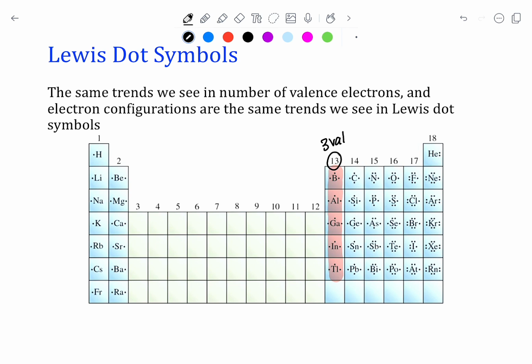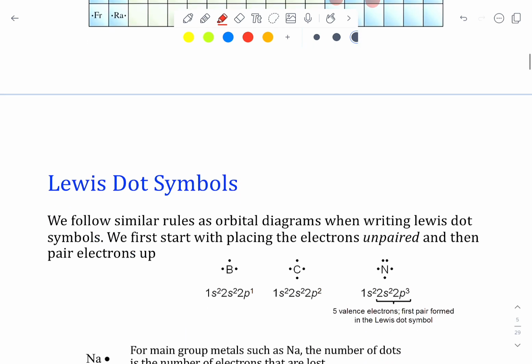If we move to another column, like group 15 or group 5A, we know that those have 5 valence electrons, and we see that those valence electrons are represented around each of those element symbols, and they each have 5. So if you know the number of valence electrons, you know how many dots to put around your structure.